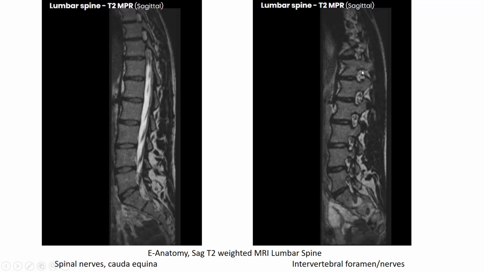And when you look here, these little oval spaces between the vertebrae are the intervertebral foramen, and you can see the individual nerves, the darker areas here, that are the individual nerves going out through the intervertebral foramen as they course towards the body and then back from the body again toward the spinal cord.